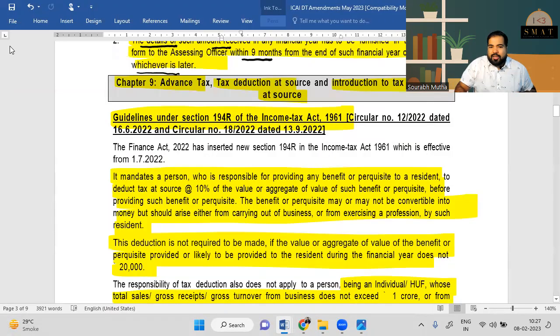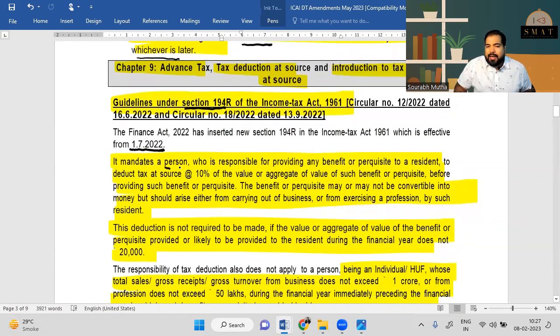The section is Section 194R, as you can see on the screen. This has been implemented from the 1st of July 2022, so in the middle of the year. It mandates that any person who is responsible for providing any benefit or perquisite to a resident. So it applies only when you are paying a resident. If you give to someone abroad, this provision does not apply.